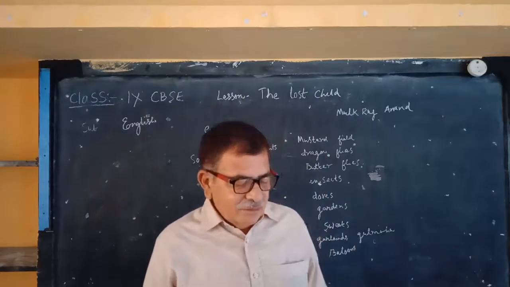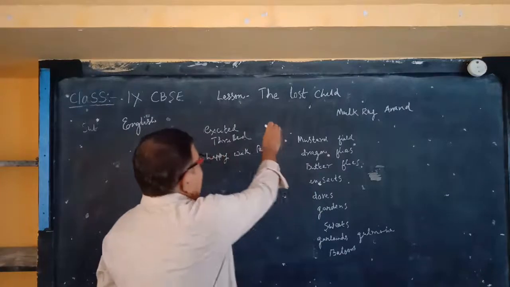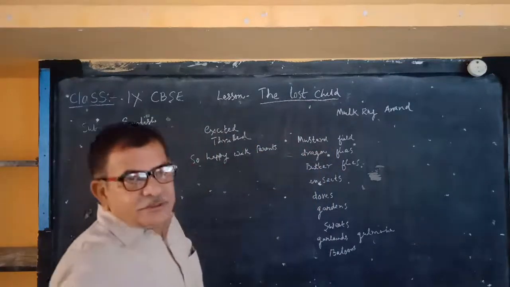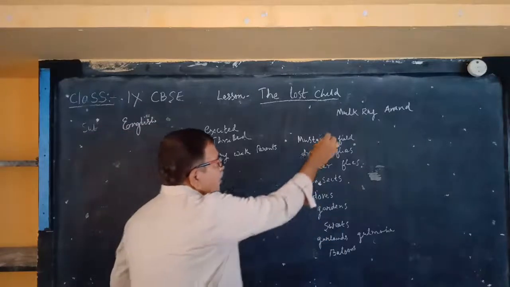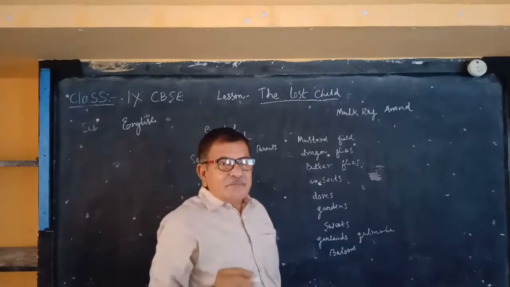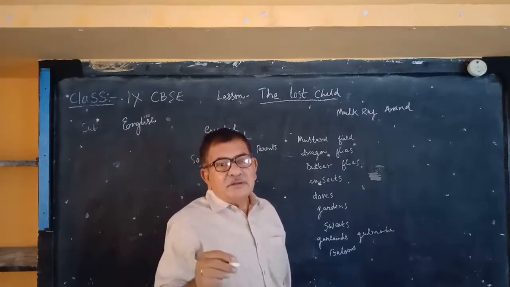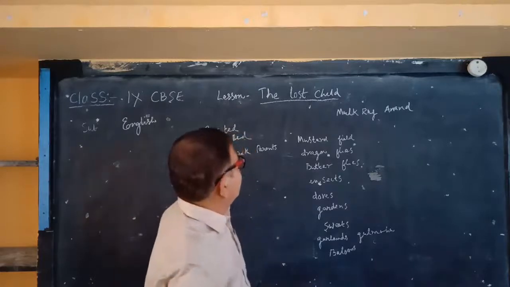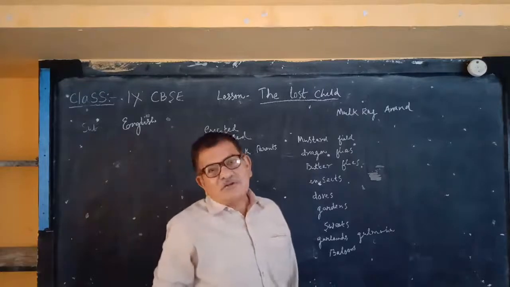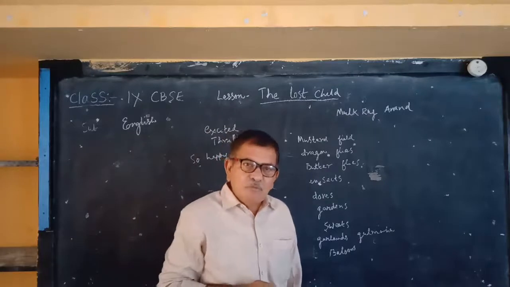And we know that we started the lesson, The Last Shade, written by Mulk Raj Anand, a very famous Indian writer in English. So it is a very interesting lesson to start with, and you find this lesson in our supplementary reader, Moments.